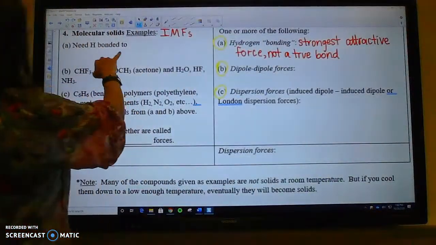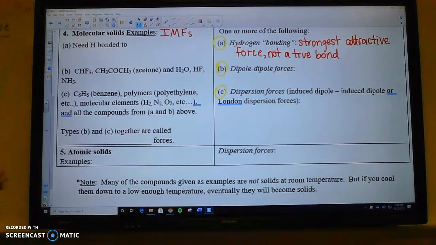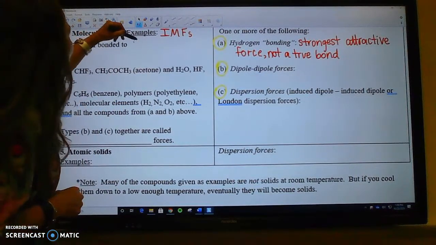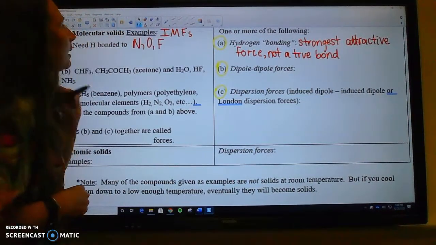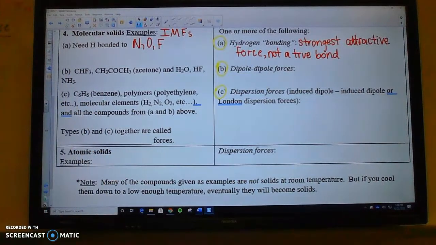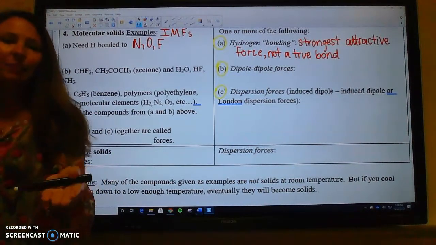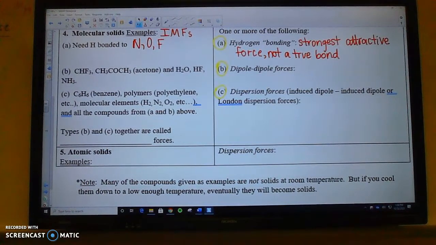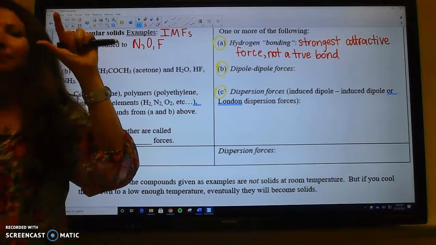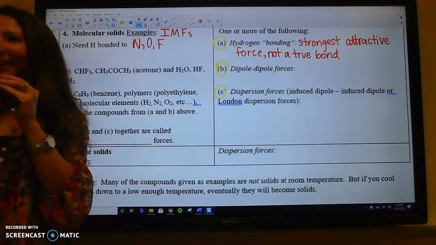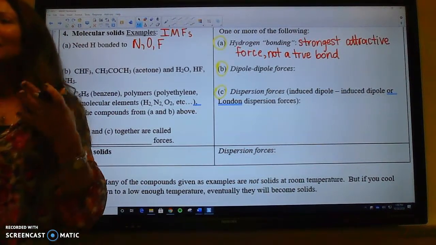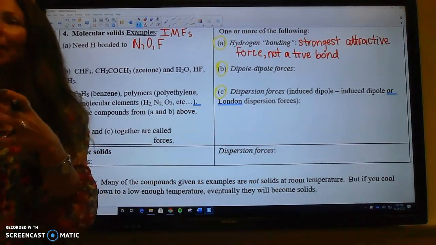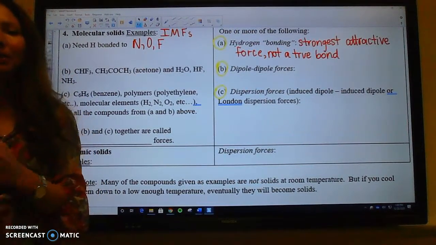Okay, so to recognize this, you're going to have hydrogen bonded to one of three things. It can be bonded to nitrogen, oxygen, or fluorine. And I want you to look at the periodic table over here on the wall. Now, in the video you're not going to see this, but if you were looking at a periodic table, I want you to notice all three of those are lined up together. They're all on one row. So those three are all going to be your dead giveaway that it is a hydrogen bonded intermolecular force.